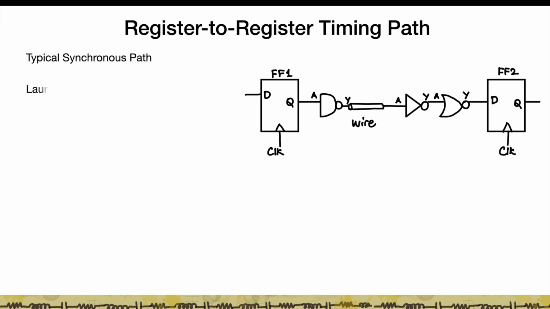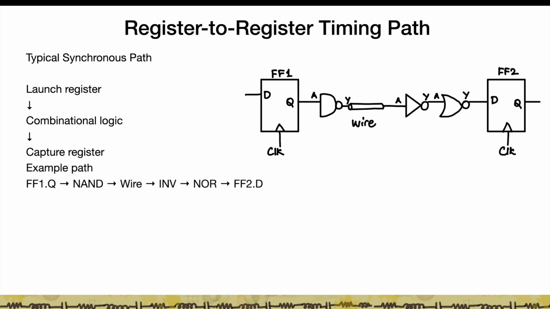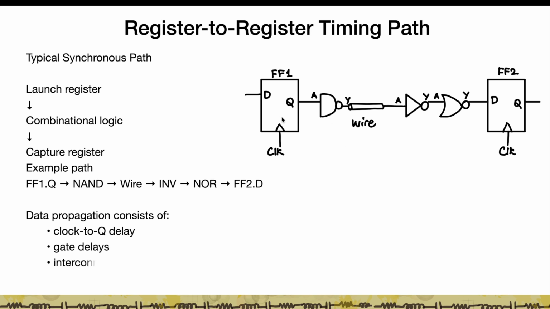The register to register path is the fundamental unit of synchronous design. Almost every timing analysis you'll ever do comes back to this structure. Here's how it works. A clock edge hits the first flip-flop FF1 and it launches new data from its Q output. That data races through combinational logic. In our example, a NAND gate, a wire, an inverter, and a NOR gate, and it has to arrive at the D input of FF2 before the next clock edge captures it.